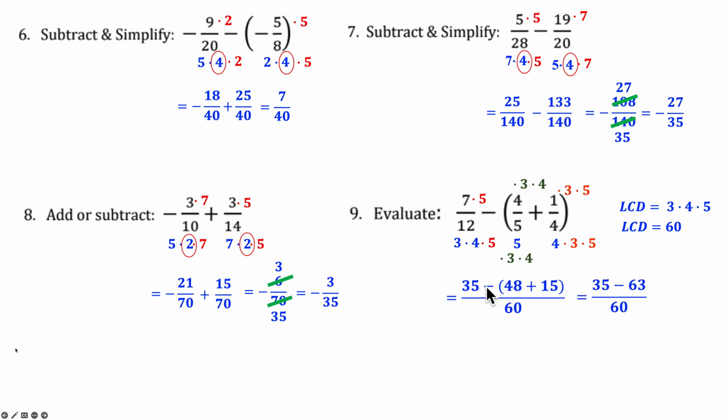Drop the parentheses because we simplified it. There's my minus sign. So 63 is bigger. We're going to get a negative, and then 63 minus 35. Oh, I'm thinking, what, 28? Okay, but those are even numbers, and double check. 28 is divisible by 4, and so is 60. So we'll divide off the 4 to get negative 7 over 15.